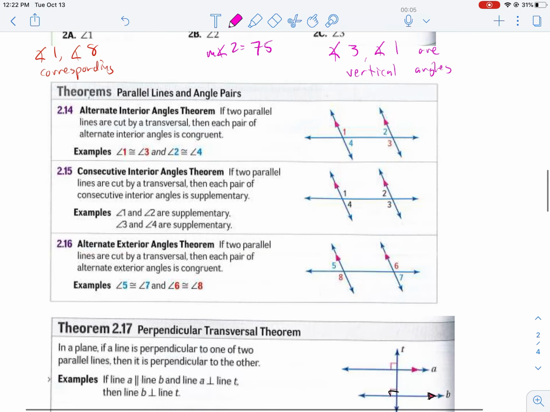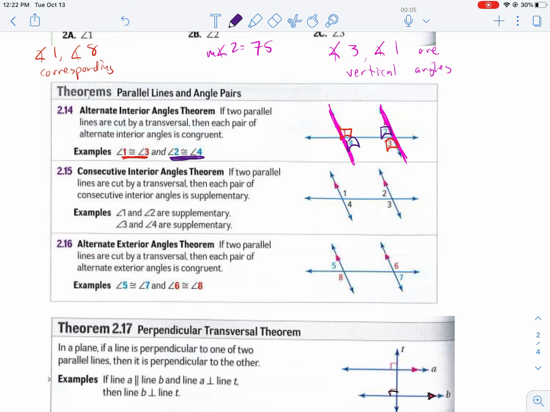Let's go down to a few more theorems and get into some practice problems. So parallel lines and angle pairs. Okay. So alternate interior angles theorem. So if two parallel lines are cut by a transversal, then each pair of alternate interior angles is congruent. So what that is saying here is we're looking in between the lines. Right. We're in between those two lines, and we're looking at the alternate interior. So 1 and 3 will be congruent, and 2 and 4 will be congruent, which means those angles have the same measure.